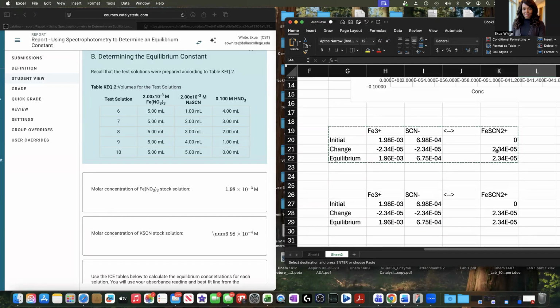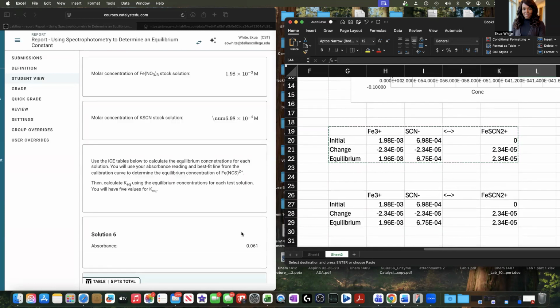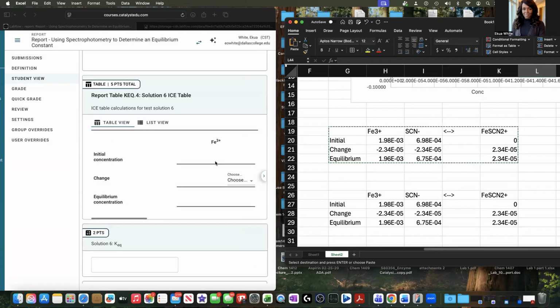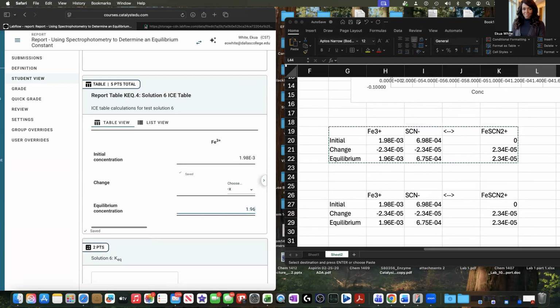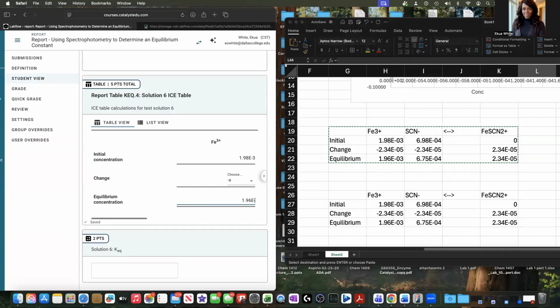Okay, so we have the first experiment, right? That's this one here. And let me see what I have for this. So here, it shows my numbers are 1.98 exponent negative 3 minus x. And our final should be 1.96 exponent negative 3. This doesn't, we'll see. We'll see what they say.